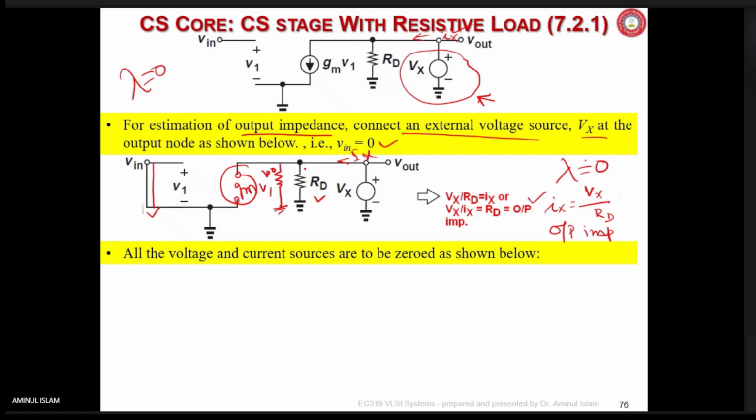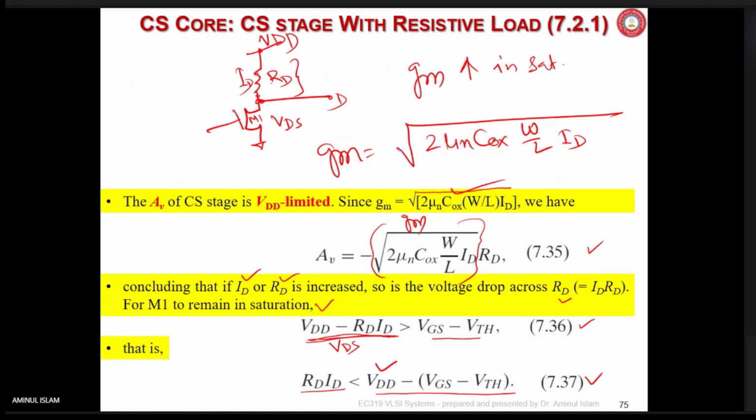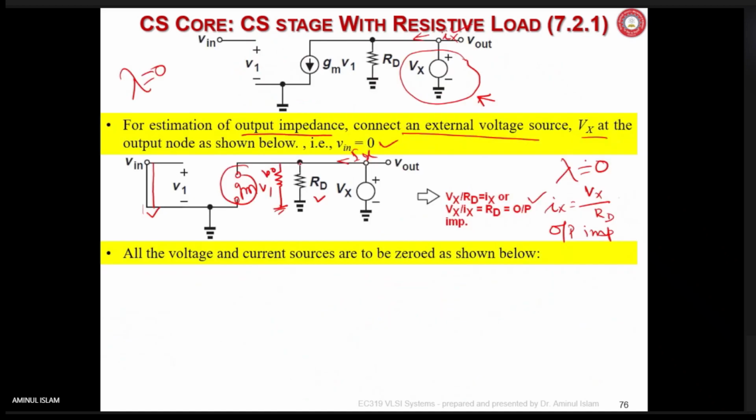We have already discussed why we draw this in this way: because the independent voltage is zeroed, it is grounded, so it comes in this fashion in the small signal model. Is it understood? This side is the VDD side, which has been grounded because of the AC analysis. Is it understood or not? In the last class we discussed this. Yes, sir. So the output resistance of this one is RD only, the output impedance.